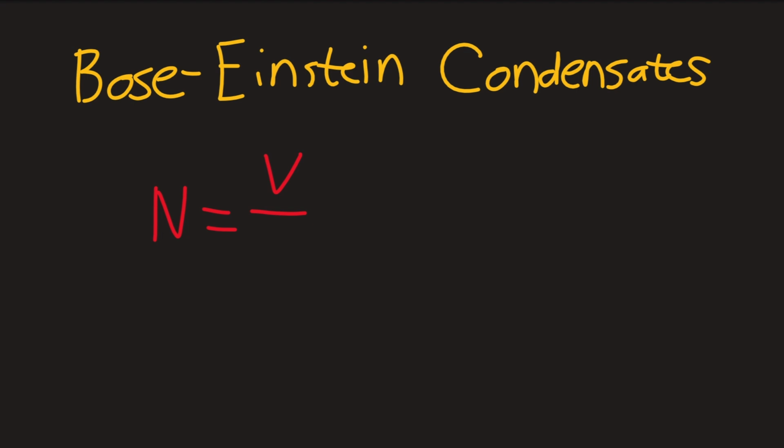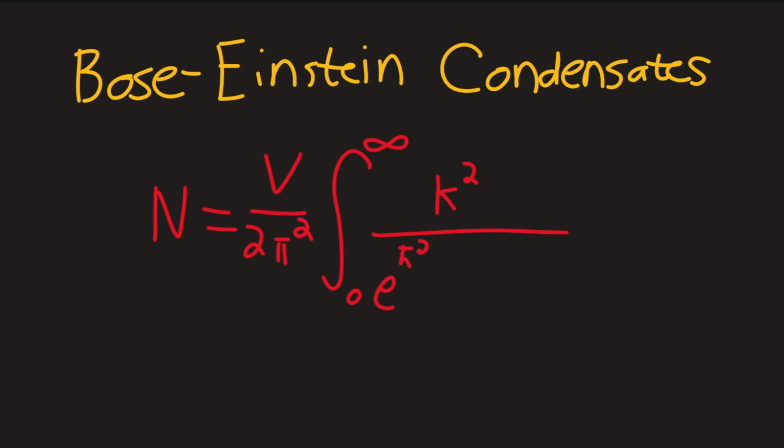some statistics with gases. But what we have is our number of particles is equal to our volume divided by 2 pi squared times the integral from 0 to infinity of k squared over, and this is where there's a lot of numbers here, h bar squared k squared divided by 2 times the mass times Boltzmann's constant times T, and then minus 1. And we're integrating with respect to k, of course.